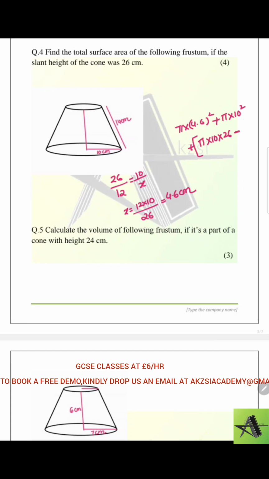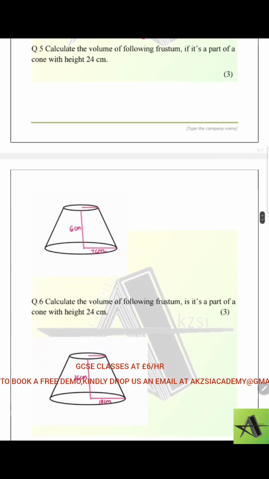Subtract the smaller cone curved part, which is pi r L. So for this one, we have calculated the radius as 4.6 and slant height of this one is 12 centimeters. So pi times 12 times 4.6, which will give us the answer as 1023.5 centimeters squared. This is our final answer. Moving on to question number 5.